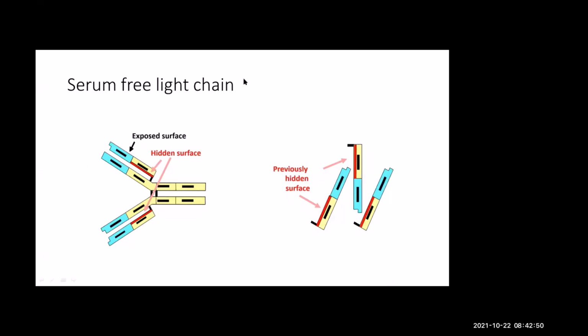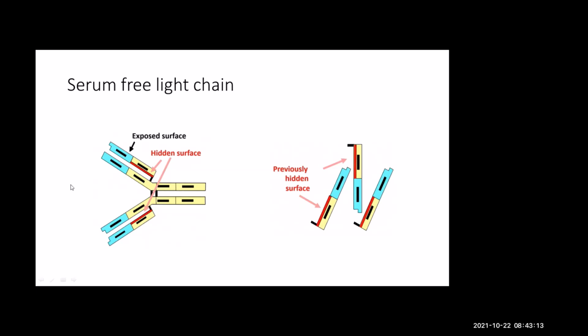The next commonly confused concept is the serum-free light chain assay. Normally you have intact immunoglobulin molecules, with heavy chain and light chain. Sometimes we have only light chain being produced by multiple myeloma. So these are the light chains which are bound to the immunoglobulin molecule.